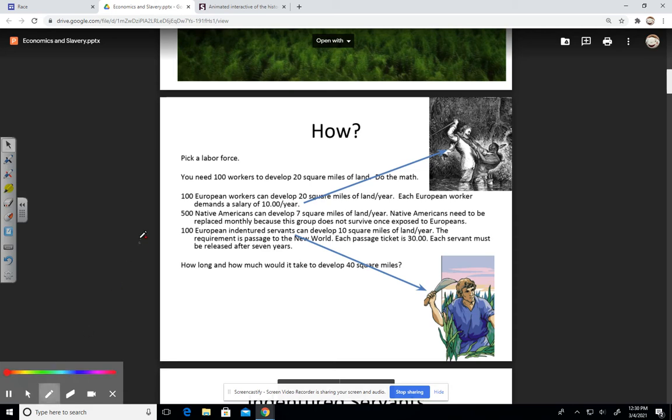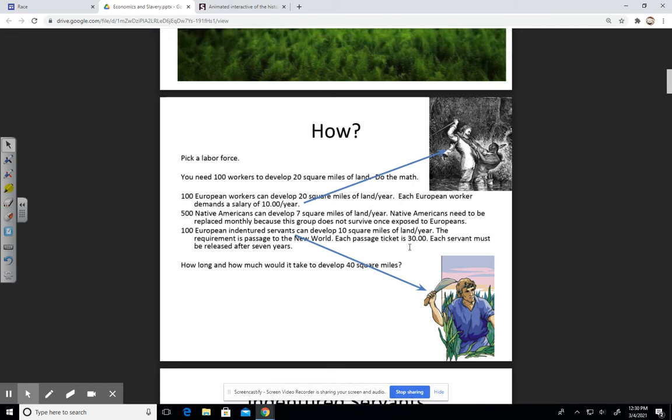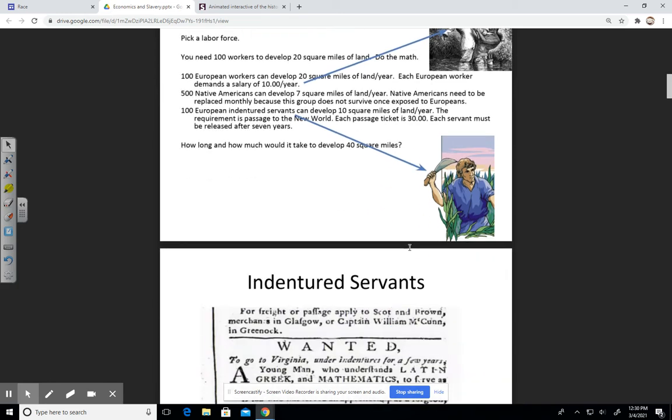So the questions are going to ask you to pick a labor force. So here you see, you can pick 100 Europeans, Native Americans, and indentured servants. The problem with indentured servants is that you have to let them go. So what you're going to see is that the need for a labor force is going to lead to a situation where out of that need, you're going to see choices be made.